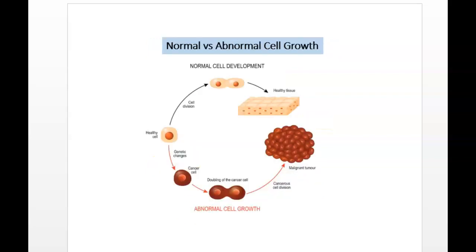So, abnormal cell development again. If this is a healthy cell and we have normal function, you're going to get healthy tissue. If it becomes mutated, you're going to get things that are abnormal and can lead to tumors and sometimes be malignant, which is not good.